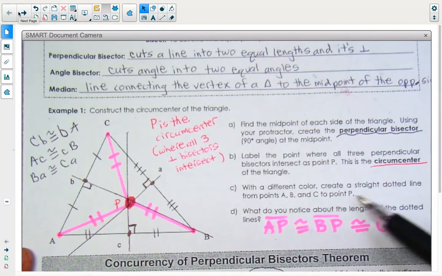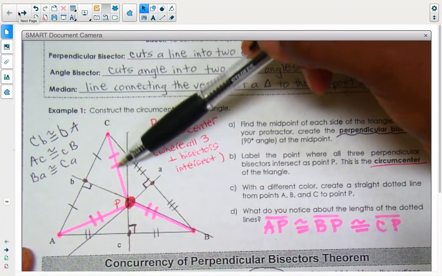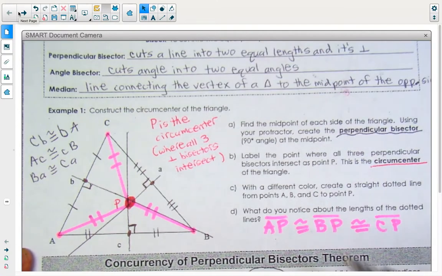With a different color, create a straight dotted line from points A, B, and C to point P. I did that in the highlighter pink color. So this highlighter pink color is connected to my circumcenter. I took my vertex, connected it to my circumcenter, and I took C, connected it to my circumcenter. What do we notice about the lengths of the dotted lines? We should notice that AP is congruent to BP, and that is congruent to CP. So all of these from my vertex to the circumcenter should be the same.